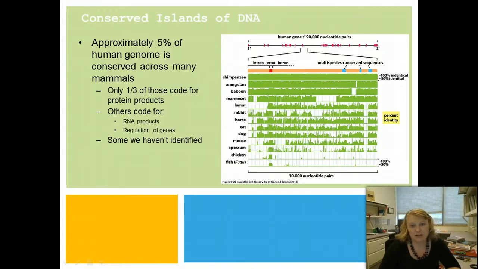Those are genes that everybody must need to have. About a third of them code for protein products, but others code for RNA, gene regulation, things like that. And some of them we simply don't even know. All we know is that they are conserved. We don't know what they do, but they're clearly very important, because otherwise there wouldn't be as much homology between them all.